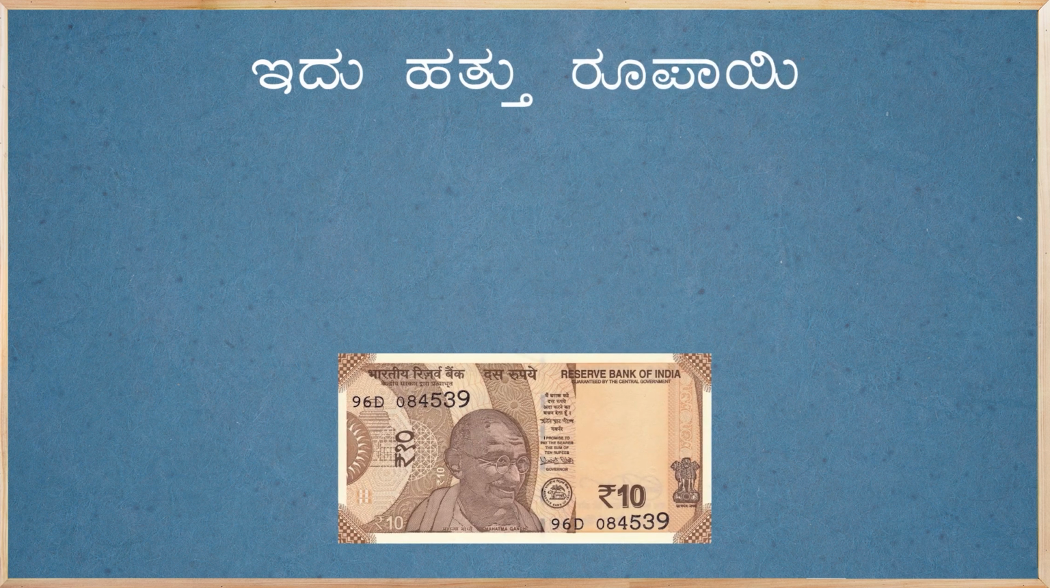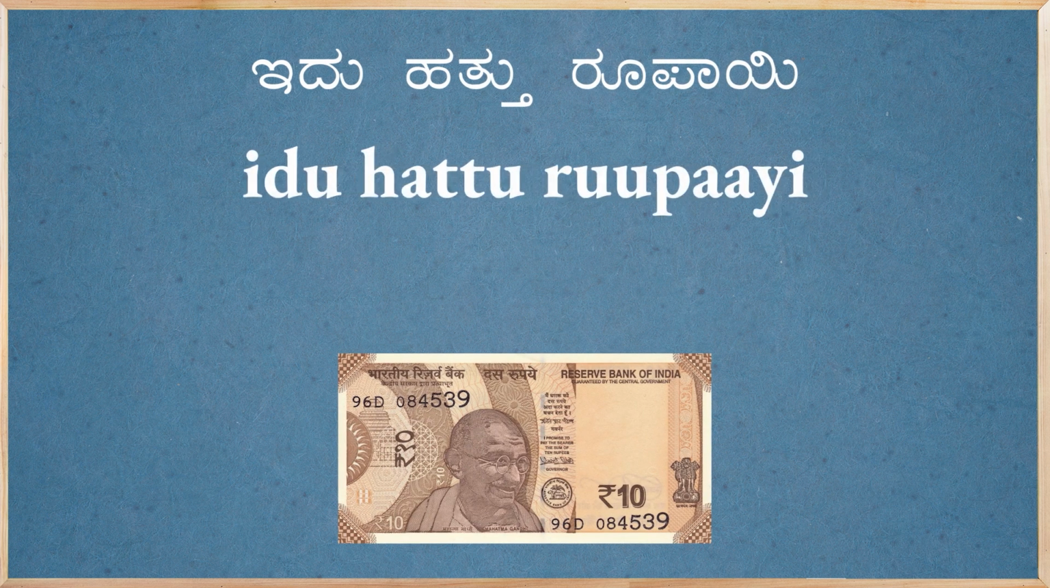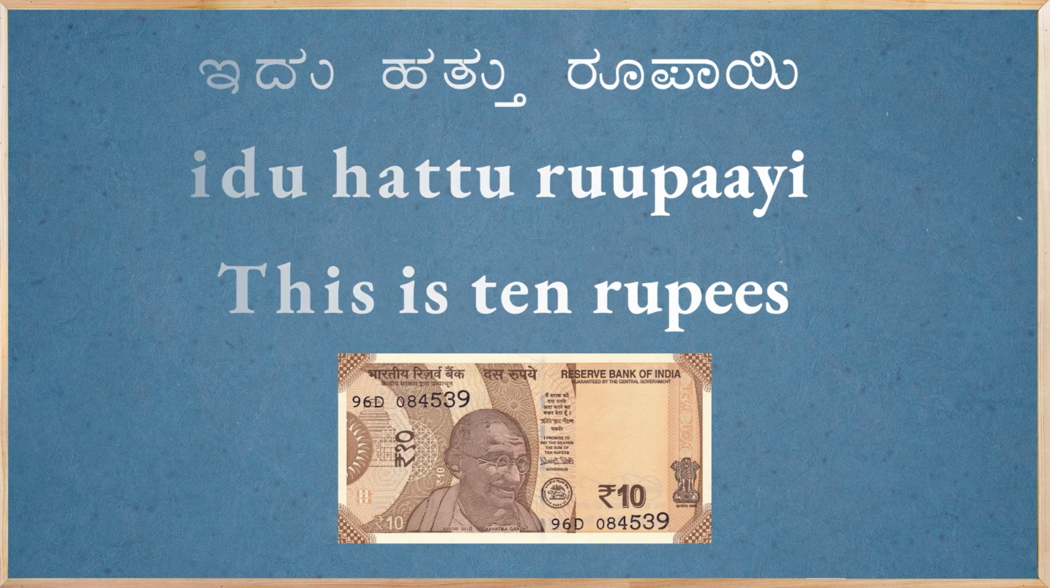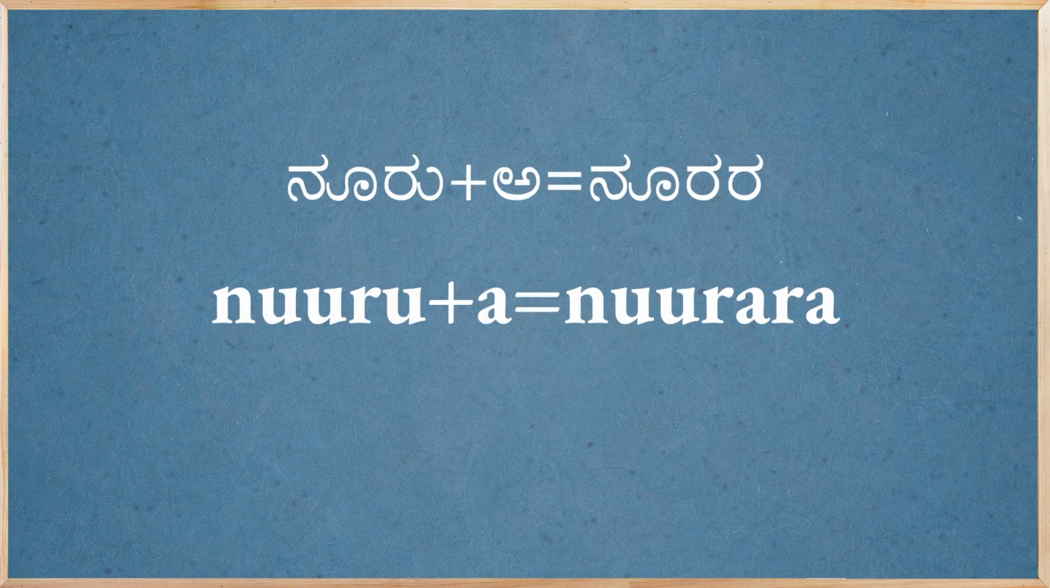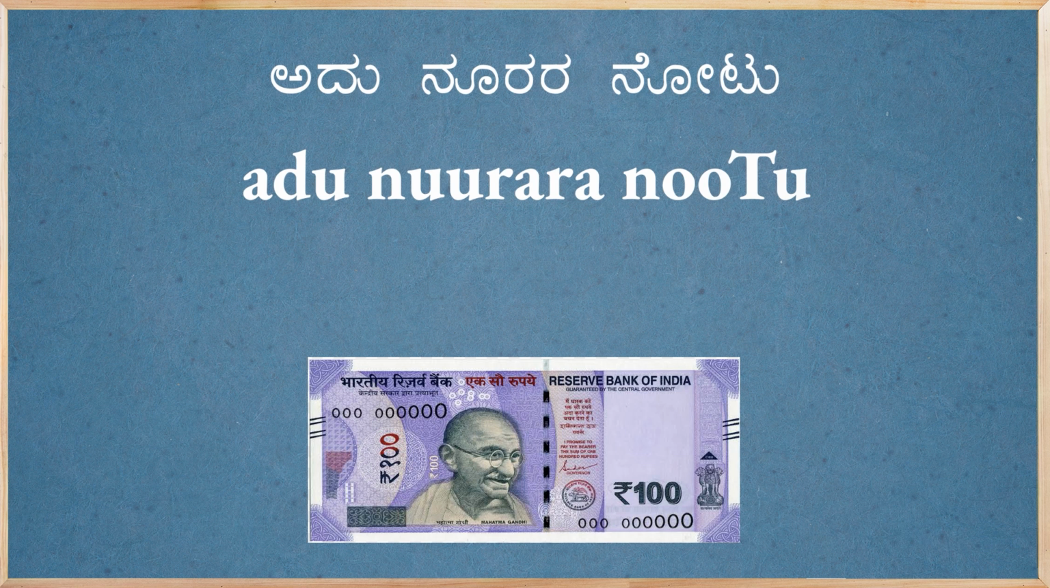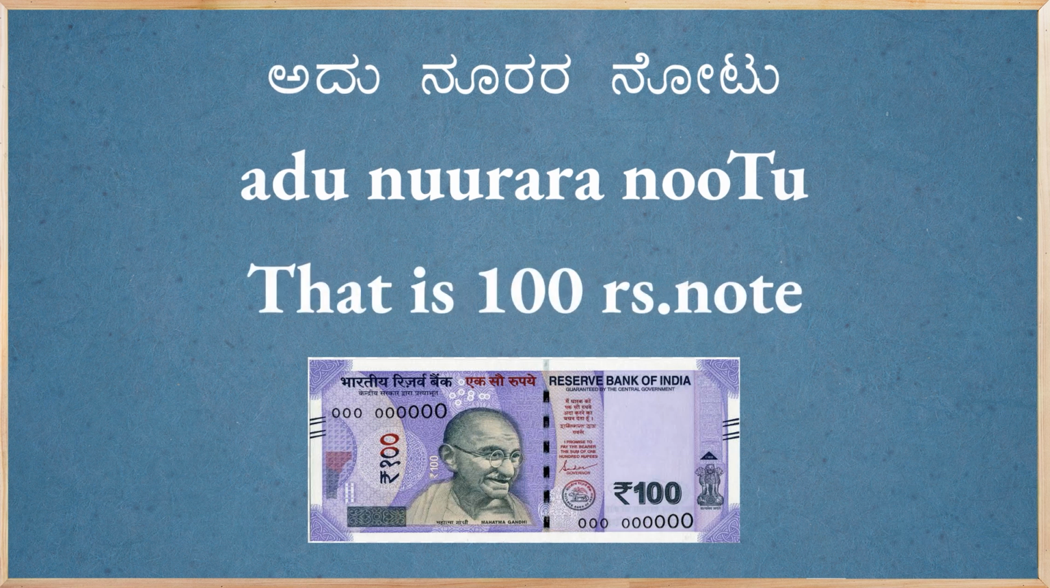ಇದು 10 ರೂಪಾಯಿ. This is 10 rupees. Remember, whenever the genitive case marker is added to numerals and quantity in number, it takes r as an increment. Let me repeat. 100 plus a 100. For example, ಅದು 100ರ ನೋಟು. That is 100 rupees note.